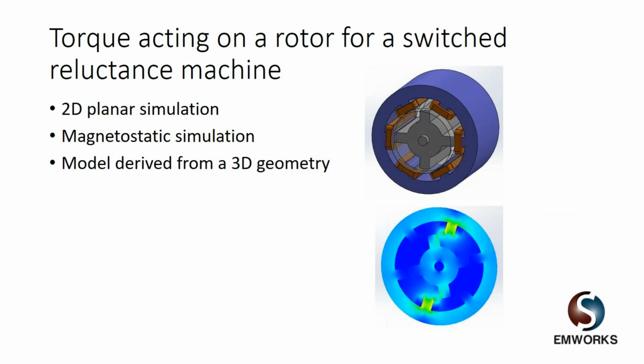So let me go back to my slide, and just a recap, we used a 3D model of a switch reluctance machine. We used the 2D simplification option in EMWorks to simply extract all the surfaces required to do a 2D simulation. And this is a very useful step. If you have a complicated model, we automate this process for you in EMWorks2D. We used the magnetostatic simulation to then compute the torque acting on the rotor, and also to see the flux lines and the magnetic flux distribution in the model.